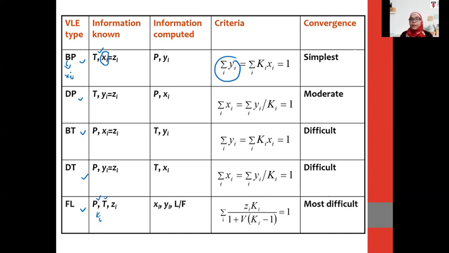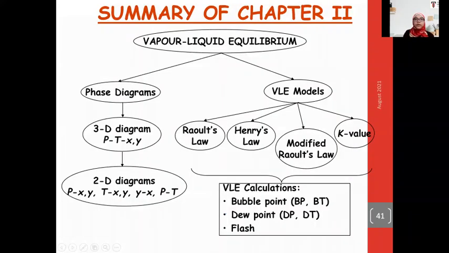So based on the aspect of convergence, the simplest is the bubble point, and the most difficult is the flash calculation, because we need to perform the iteration for the vapor fraction, or the pressure, so it depends on the given information. Okay, this is the summary of this topic, vapor liquid equilibrium.